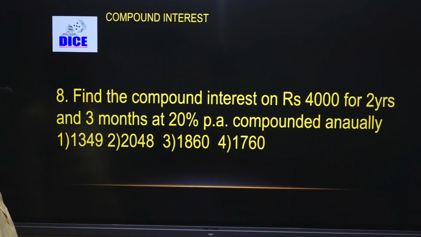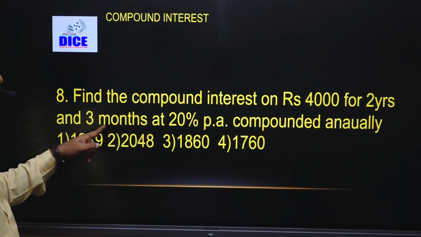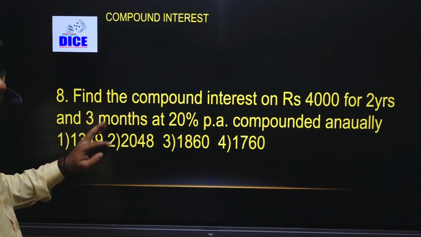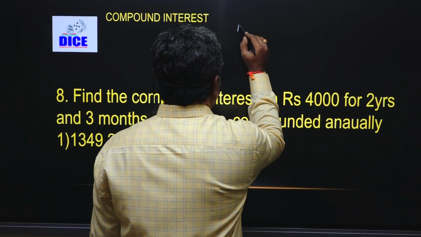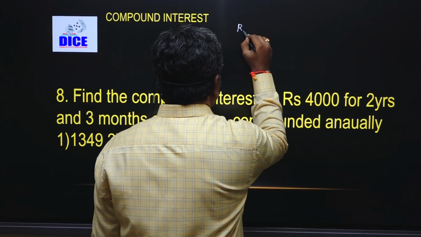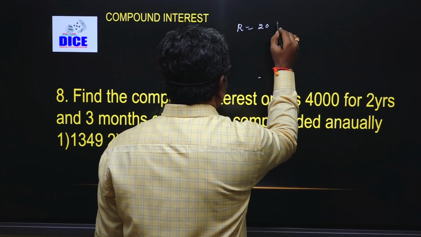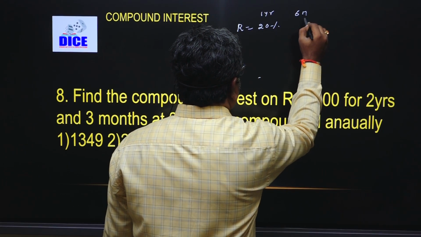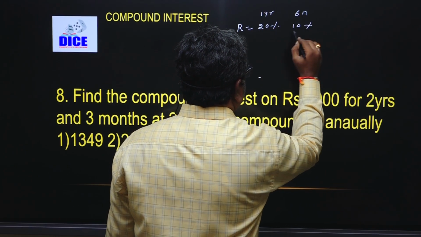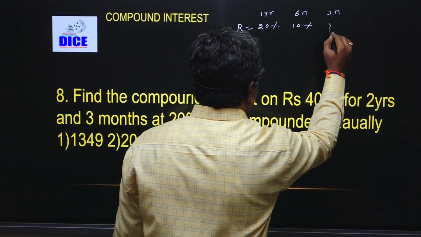Next question. Now here it is 2 years and 3 months. I am writing the R value. 3 months is there, he has given. R is equal to 20% for 1 year. 6 months, half of the value, 10%. In 6 months, half of the value, 3 months, it is 5%.